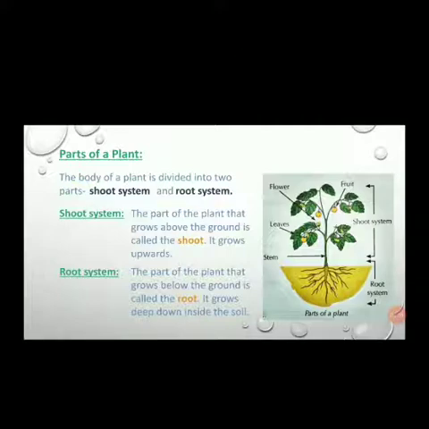Now second, root system. The part of the plant that grows below the ground is called root. It grows downwards deep into the soil.